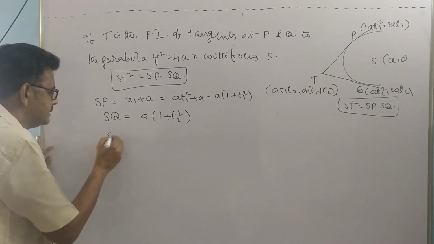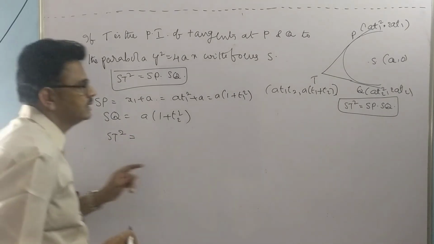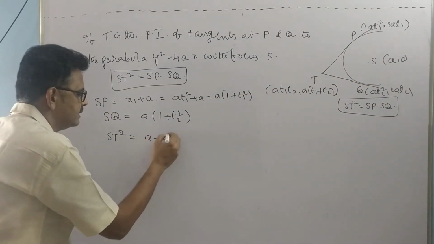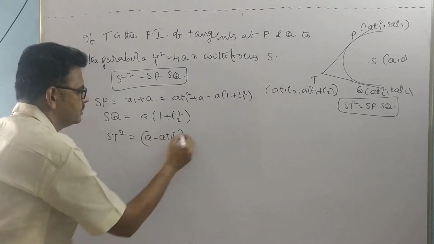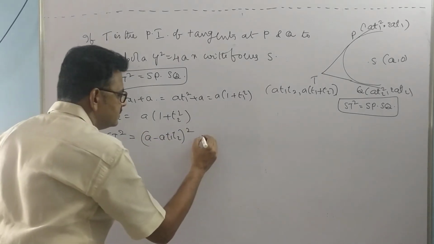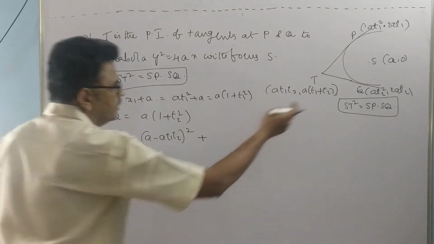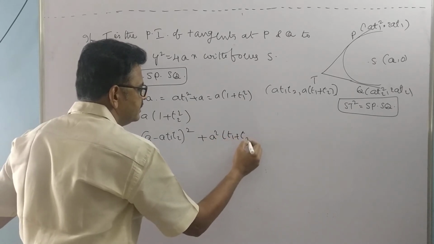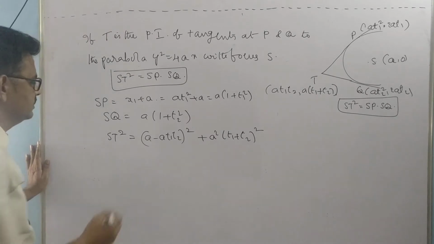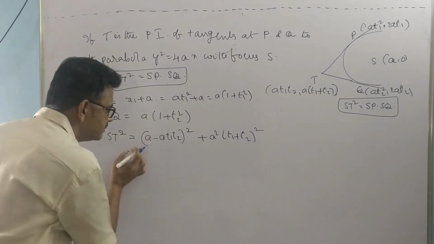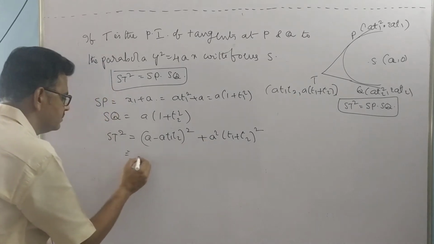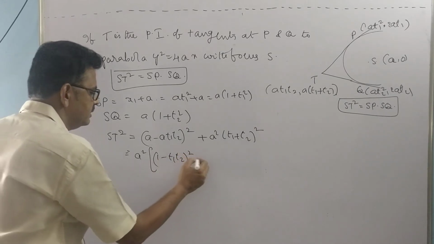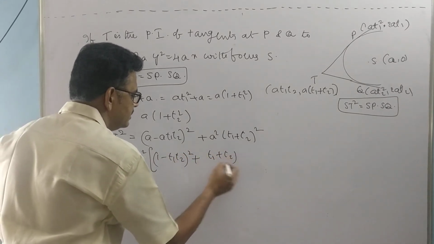Now ST square is equal to, S is the focus, T is the point of intersection. So this is a minus a t1 t2 whole square plus a square into t1 plus t2 whole square. From this you can take a square common. So this is a square of 1 minus t1 t2 whole square plus t1 plus t2 whole square.